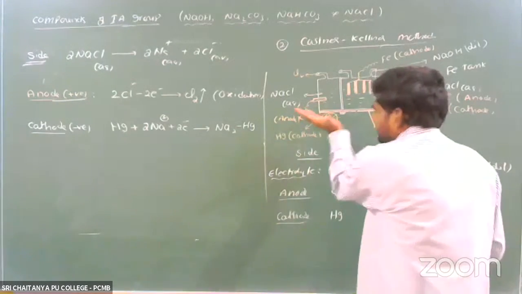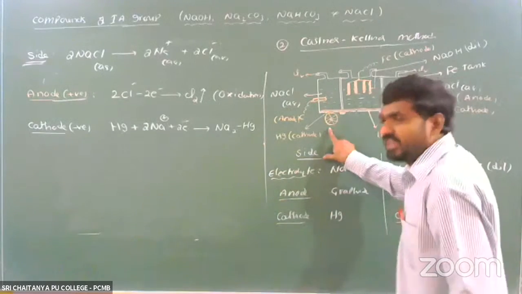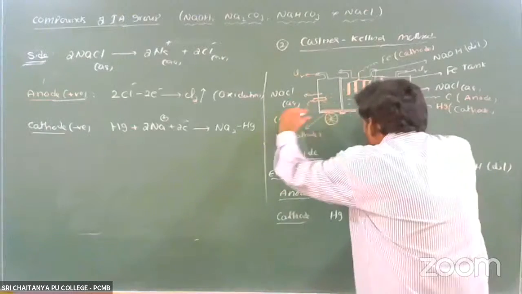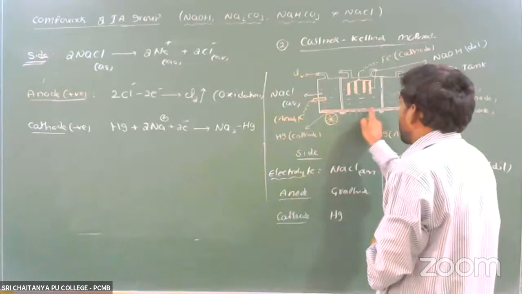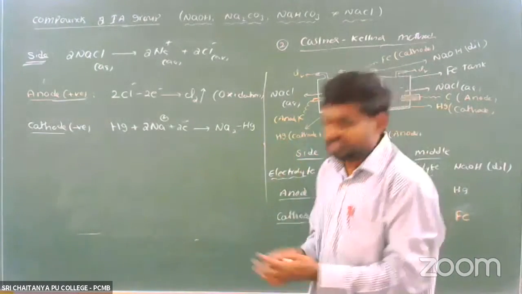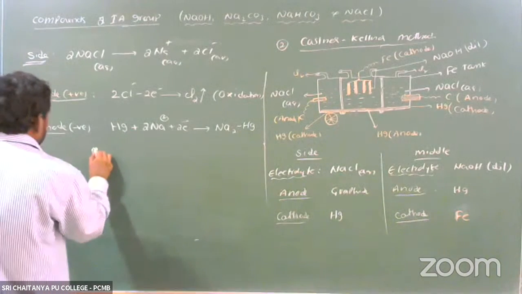Next one. This electrolytic cell is moved with the help of a rotary wheel arranged at the bottom of the iron tank. All the way, the sodium amalgam formed in the side compartments reaches the middle compartment. So what reactions take place in the middle compartment?